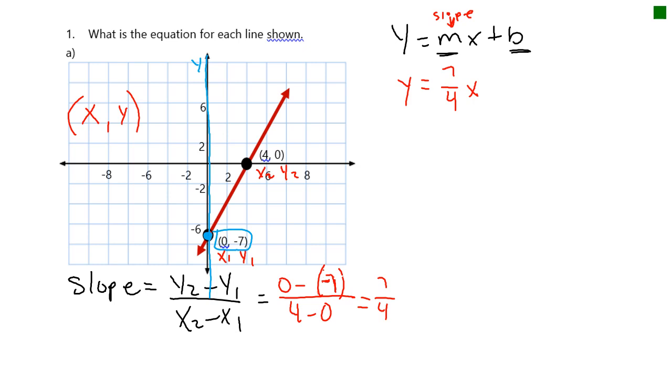It's not negative 6, it's negative 7. And remember, x equals 0. When x equals 0, we have our y. So my answer is y equals 7 over 4x minus 7. Okay? Again, we should know how to do this. It's a little bit a review of what we have done over the past. So try the next one on your own.